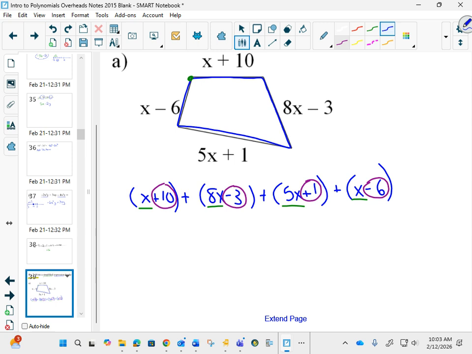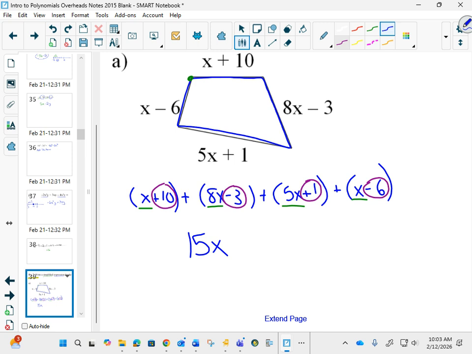Yeah. The 5, the coefficient goes with the x. This one says I have 5 x's. This one says I have 8 x's. There's no number in front. How many x's are there? 1. So how many x's do we have in total? A little bit of mental math to start. 1 plus 8, 9. 9 plus 5, 14. Plus 1, 15. So we have 15 x's.